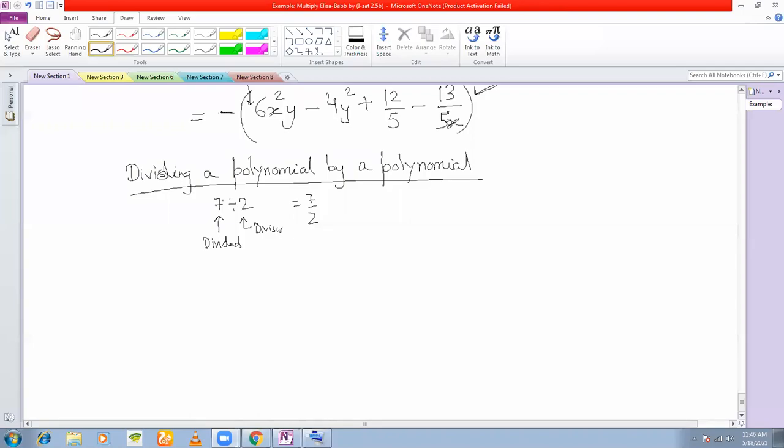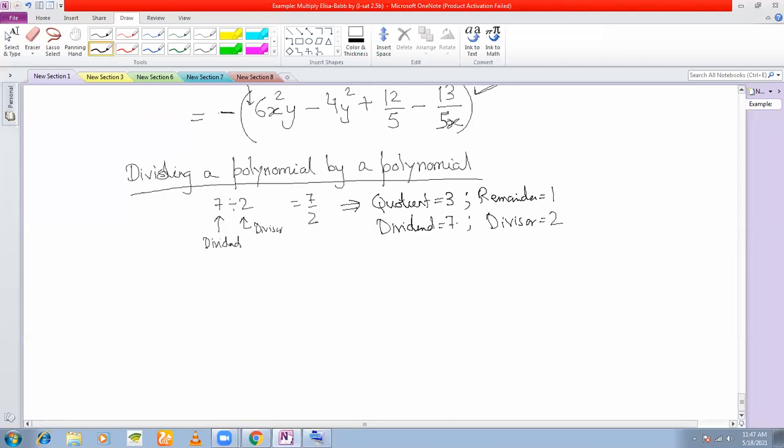When you divide 7 by 2, what do you get? You get your quotient as 3, right? And you get your remainder as 1, isn't it? So what do you have? You have 7 as your dividend and 2 as your divisor, right?